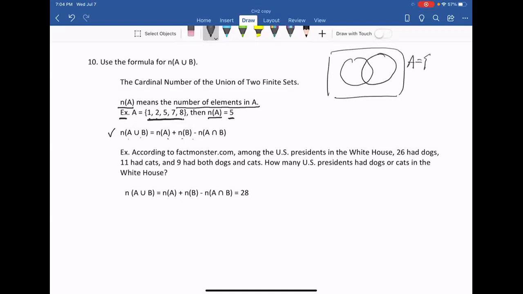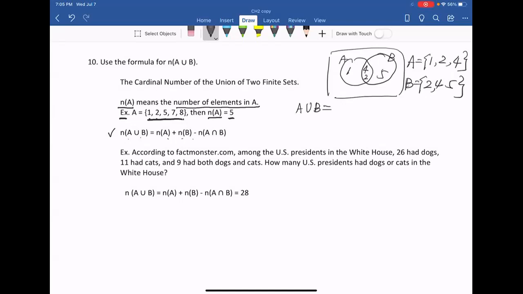A set is 1, 2, 4. B is 2, 4, 5. So the intersection is 2 and 4. The order doesn't matter. So 1 and 5 are the other elements. Here is A, and this circle is B. Now the union of A and B.